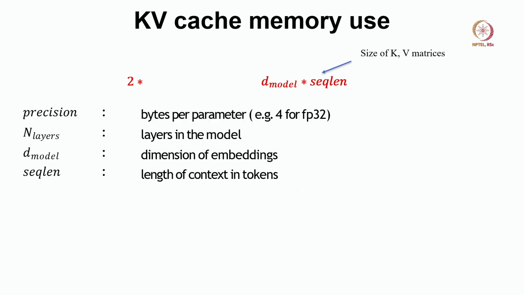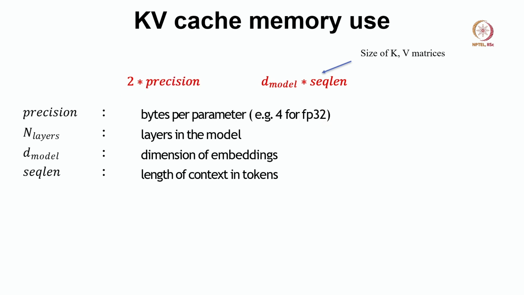Now when we talk about memory, we need to know the precision of the numbers. If we need to know how much memory some numbers will take, we need to know the bytes per number, or bytes per parameter. If the precision is FP32, then since 1 byte is 8 bits, we will have a total of 4 bytes. That has to be multiplied with the total number of parameters, 2 multiplied by D model multiplied by sequence length, that we have to store.